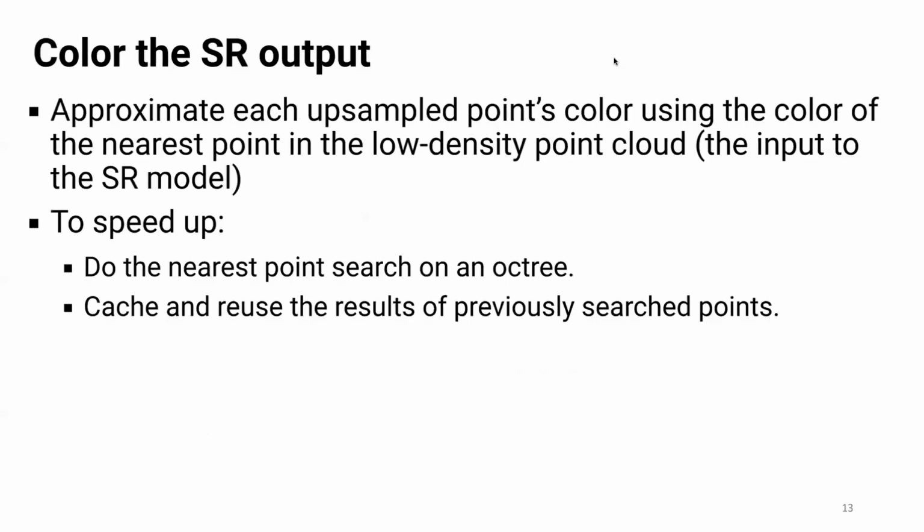And they color the super resolution output. Basically, this is kind of a simple way, and they approximate the upsampled point color based on the input point cloud with the nearest point distance. And to speed up, they used some kind of technique, which was in the appendix. So they do the nearest point search on the input, and they cache and reuse the result of the search point.